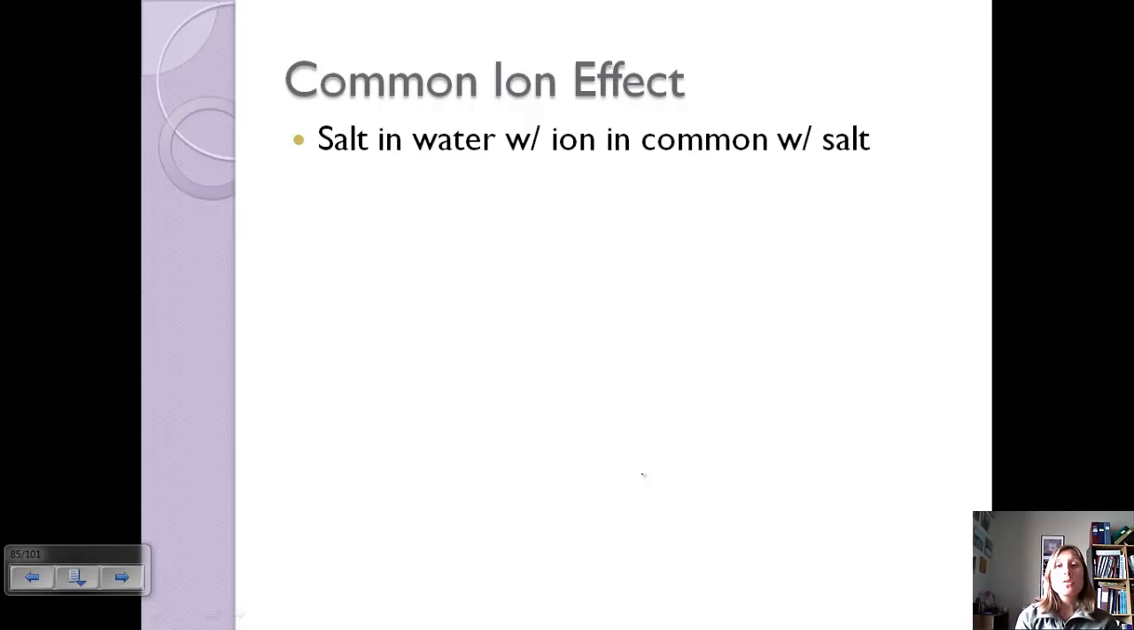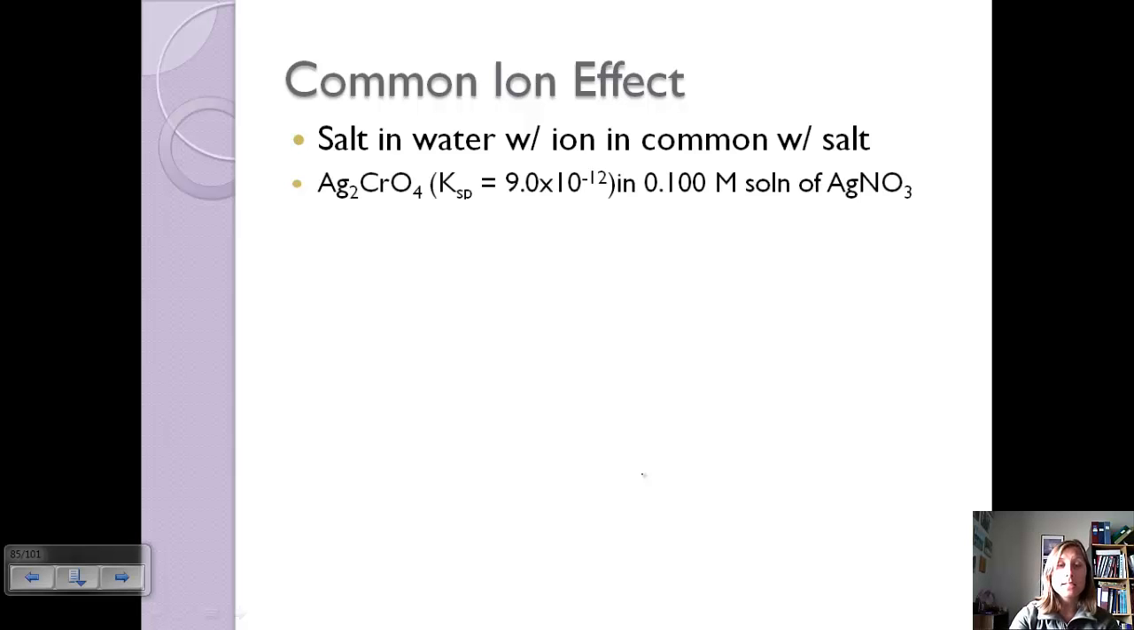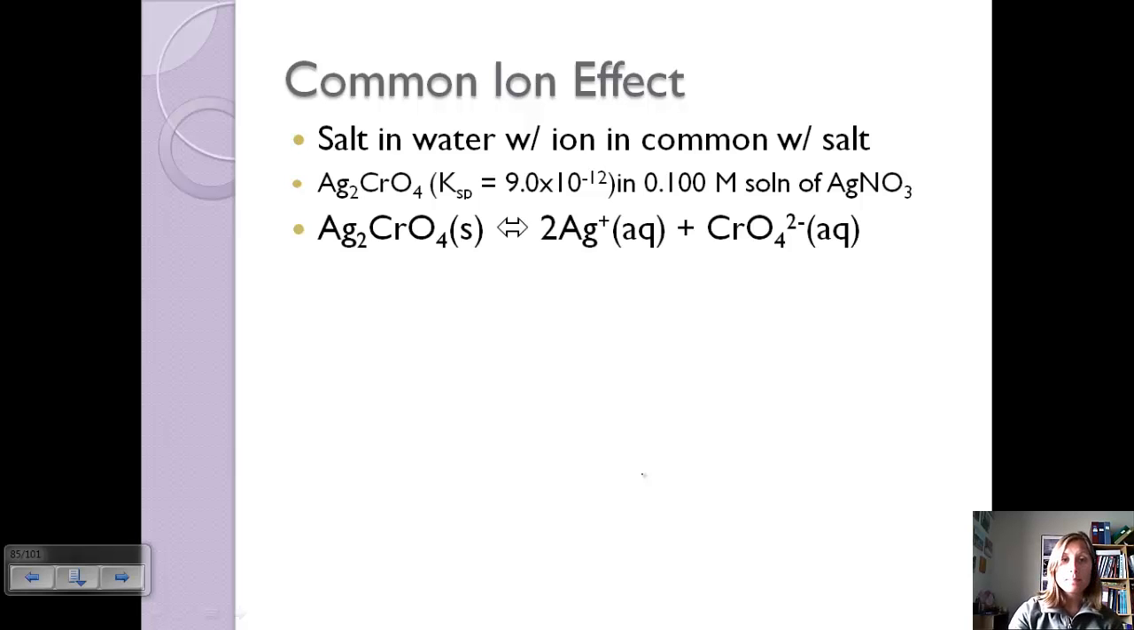Alright, so far we've been looking at salts that are only dissolved in water. Let's look at salts that are dissolved in water that contain an ion that is in common with the salt. So this is where we're going to hit on the common ion effect again. Let's say we have silver 1 chromate, which has a Ksp of 9 times 10 to the negative 12, and we're dissolving it in a 1 molar solution of silver nitrate.